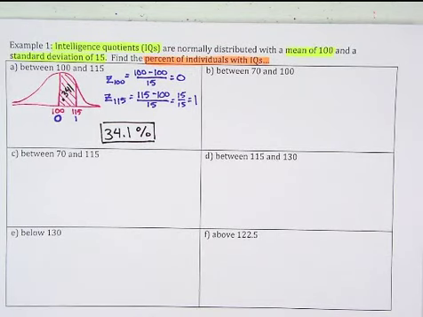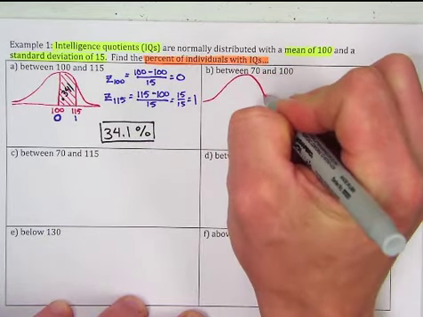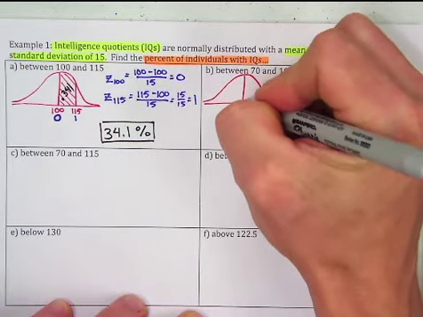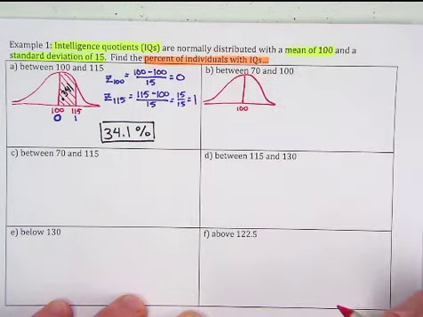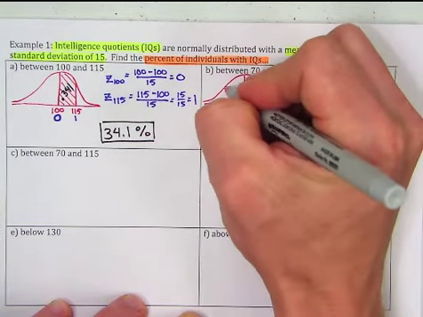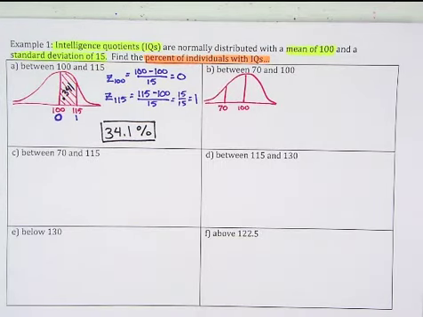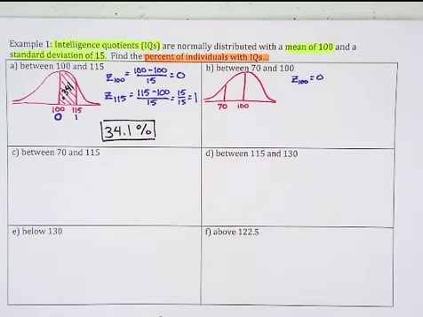Next example is between 70 and 100. So again, our first step is always to draw this normal distribution curve. Okay, so here we have 100, and 100 is the mean. We'll put that there. And 70 is to the left, below the mean. Now we already determined that z of 100 equals 0 because it was the mean. So we're going to go ahead and put a 0 here.